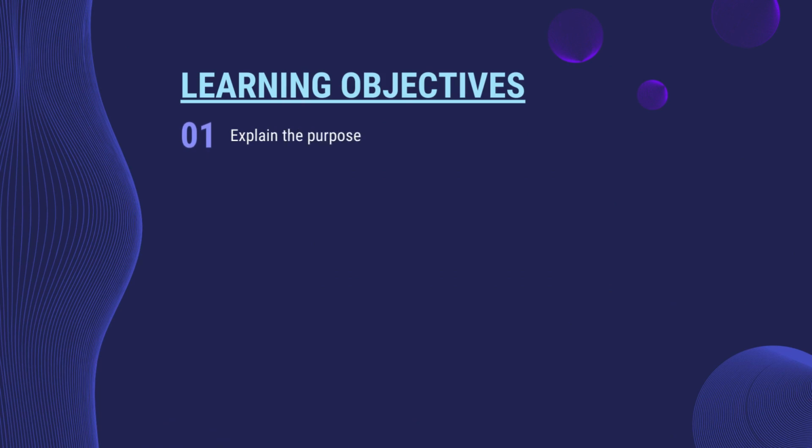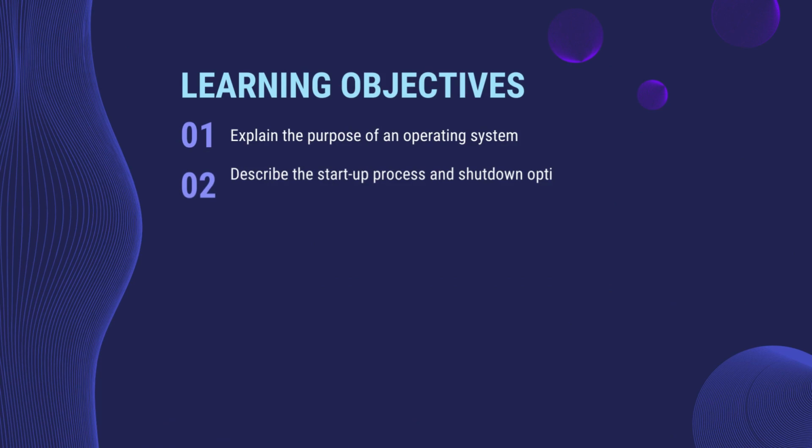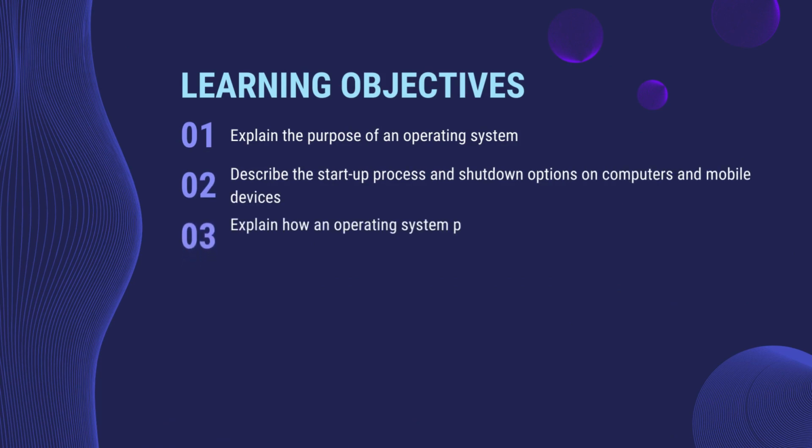First, explain the purpose of an operating system. Second, describe the startup process and shutdown options on computers and mobile devices. Third, explain how an operating system provides a user interface, manages programs, manages memory, and coordinates tasks.